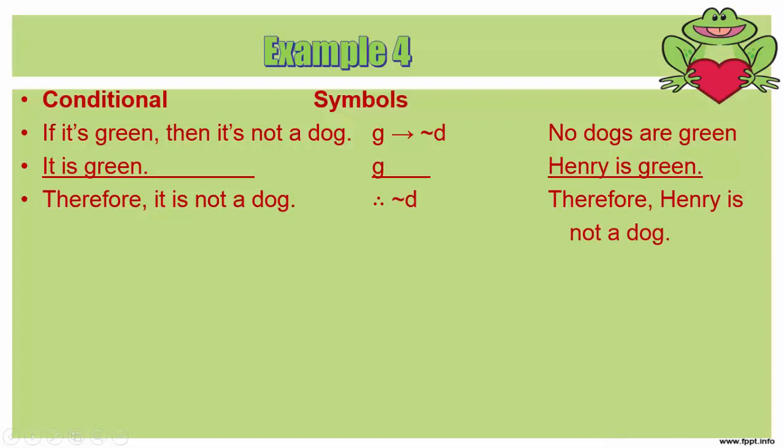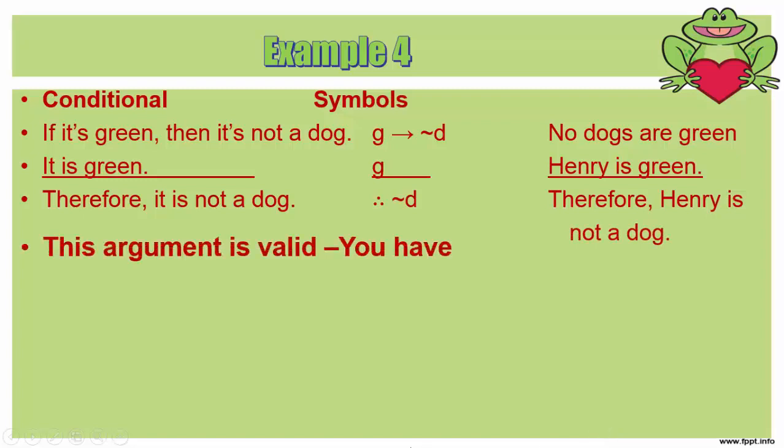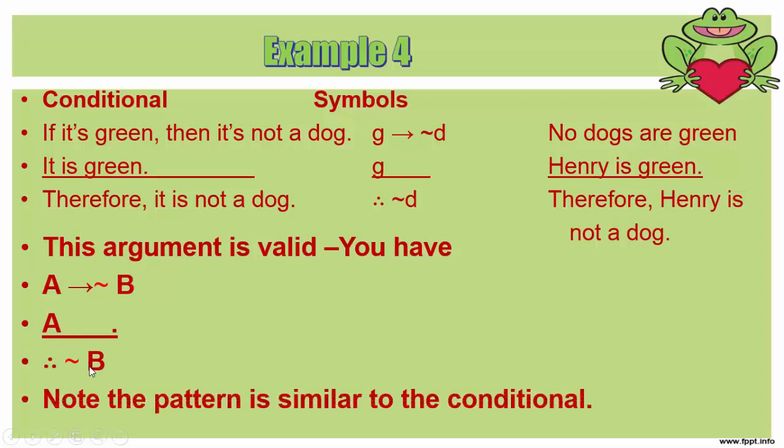So let's look at the pattern of the argument. So the argument is valid. And the reason why is because we have the right pattern. So even though we have a not here, the pattern has to be A, not B, and then A, not B. So if A, then not B, and then A, therefore not B. So notice that the pattern is similar to the conditional.